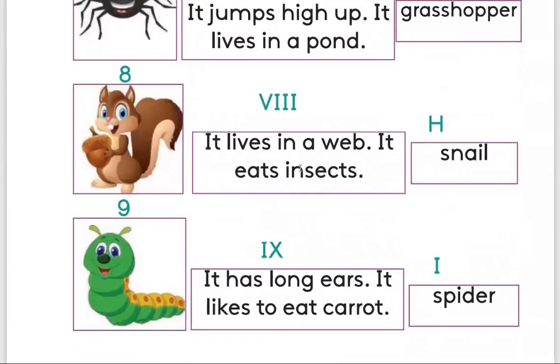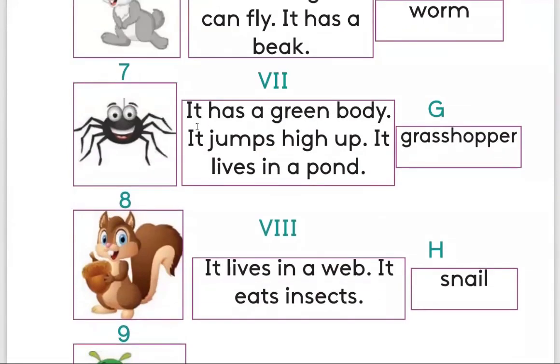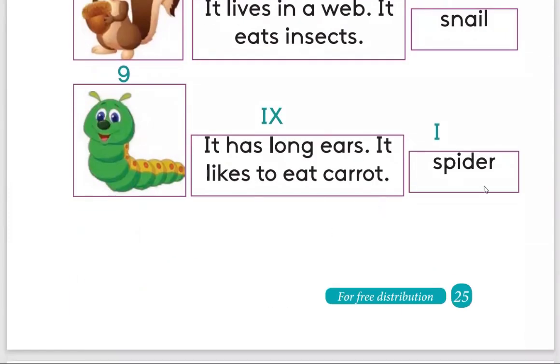Then, before the last. It lives in a web. It eats insects. Here, see. You know the word web. It eats insects. You can see even in the picture. It is the spider. Here, the word is spider.